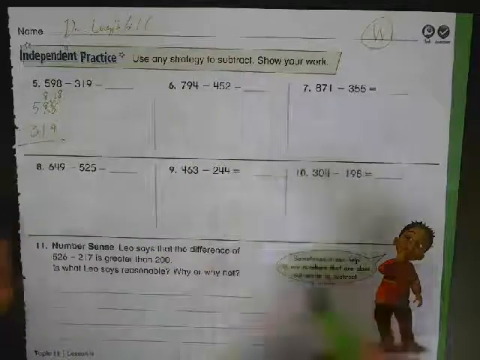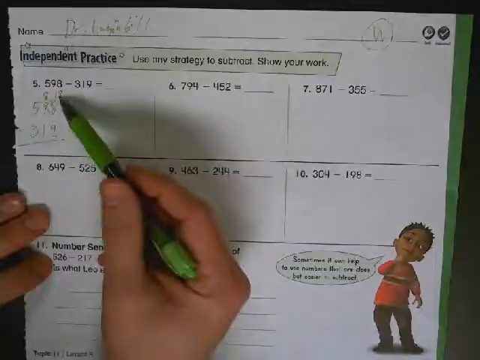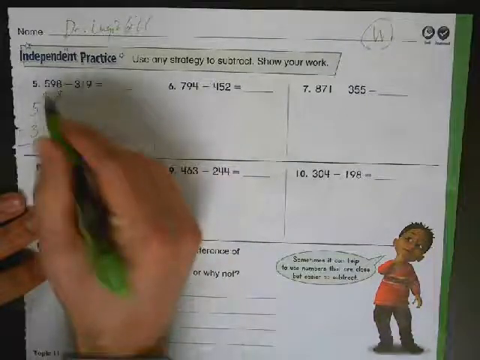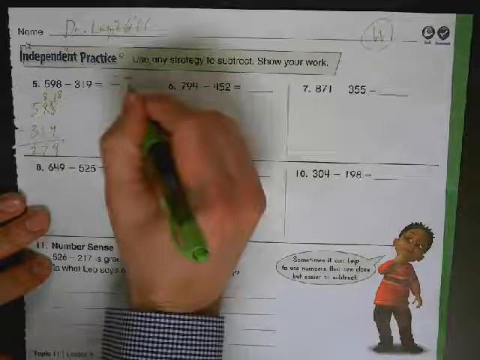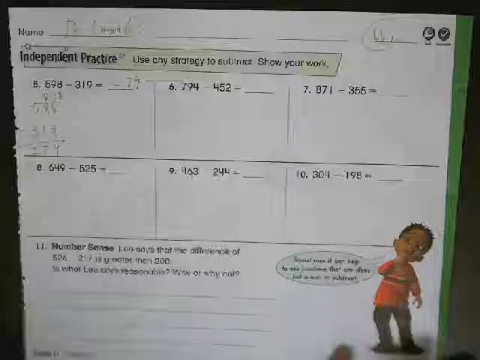We'll do the first one. We'll do a regrouping. So 18 minus 9 is 9, 8 minus 1 is 7, and 5 minus 3 is 2. So the answer is 279. That's just good old fancy regrouping.